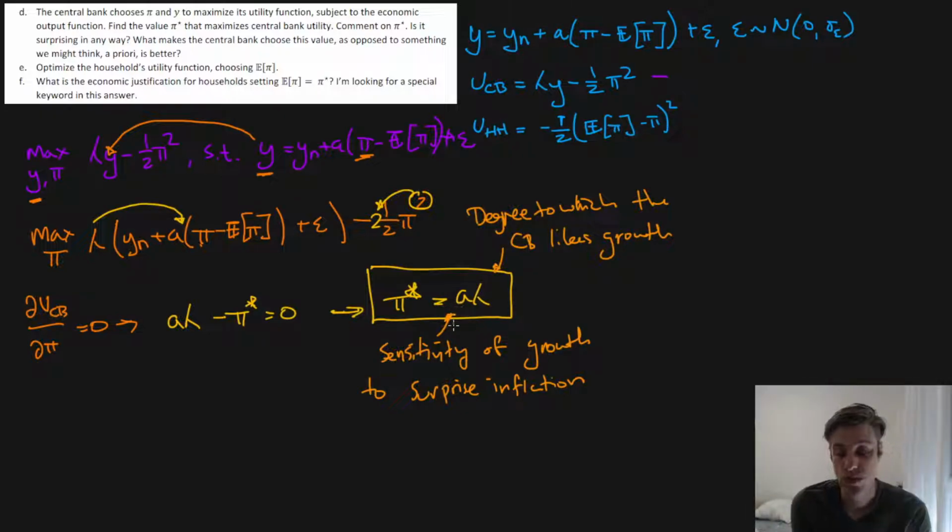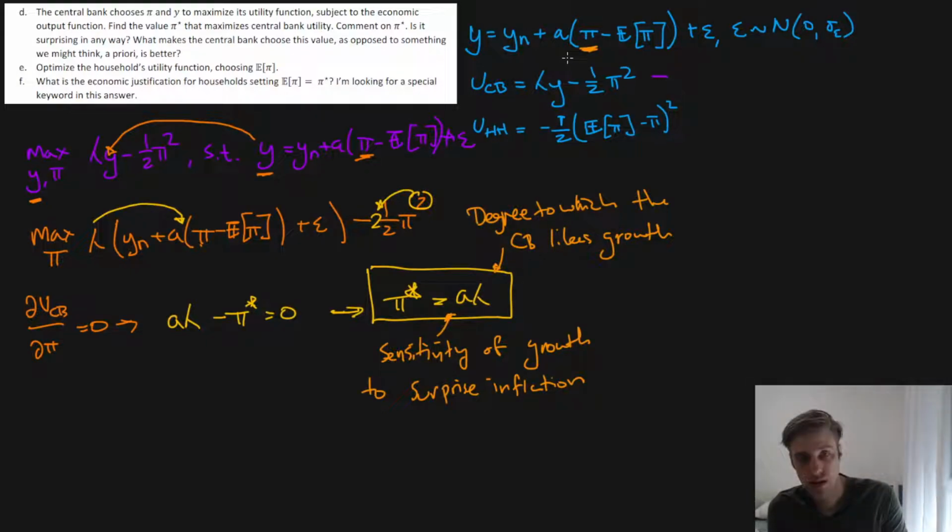If the economy is more sensitive to surprise inflation, meaning the central bank has more power over causing growth, then the pi star will be higher. Right? If raising inflation makes more growth, then the optimum inflation will be higher. And it will be higher if the central bank likes growth more. So these are the two factors that go into choosing the optimum rate of inflation. Sort of this makes sense. Like if the central bank believes that the economy can be grown via inflation, and the central bank likes growth, then it should pick more inflation.